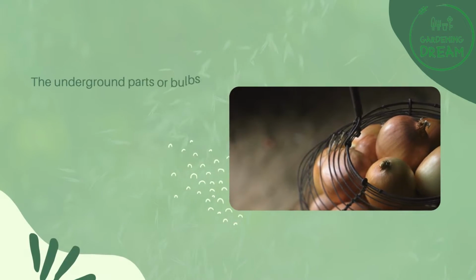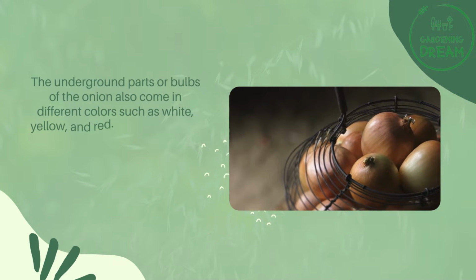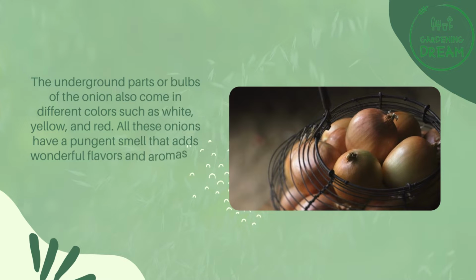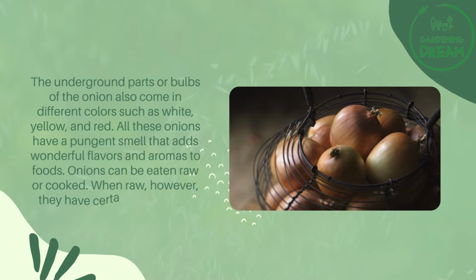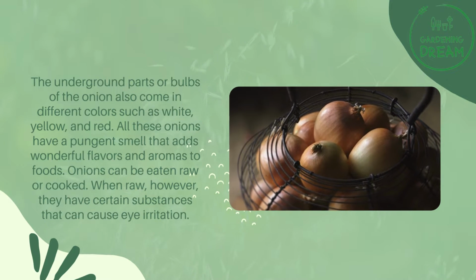The underground parts or bulbs of the onion also come in different colors such as white, yellow, and red. All these onions have a pungent smell that adds wonderful flavors and aromas to foods. Onions can be eaten raw or cooked. When raw, however, they have certain substances that can cause eye irritation.